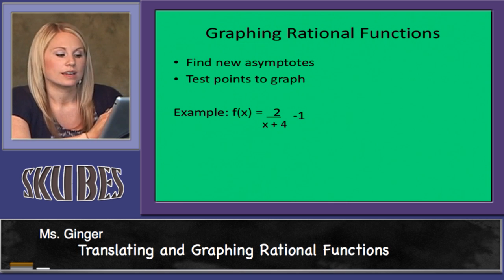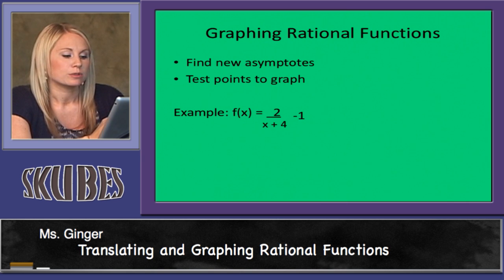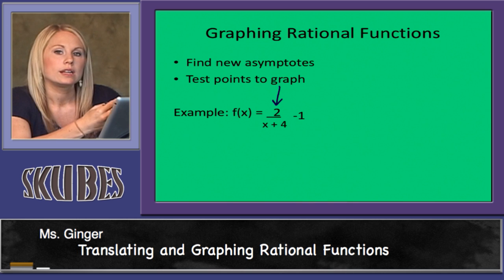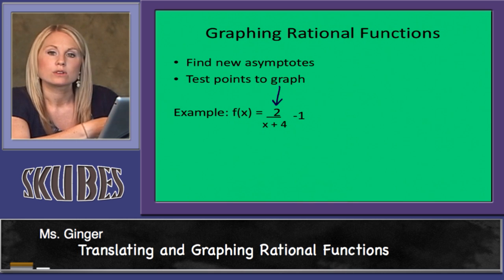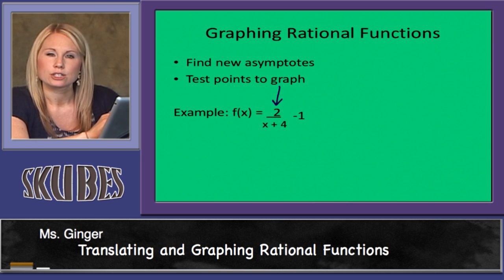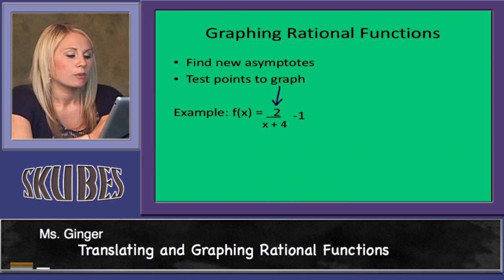All right, so let's take a look at this second example. 2 over x plus 4 minus 1. Now don't let this numerator throw you off. Any number over our x is still a rational function. That number does not affect our translations at all. That number is actually, we're going to see later, affects the stretching and the shrinking of the graph. But what we're looking for now are the translations.